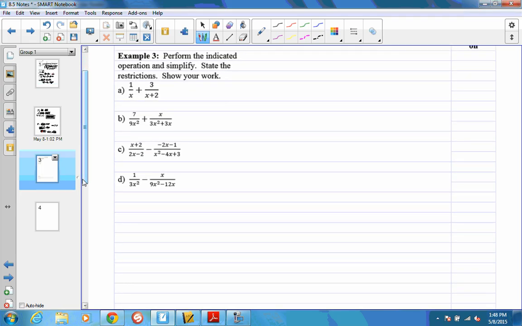Alright, perform the indicated operation, state the restrictions, show your work. So, first step. What is the first step? Factor the denominator, if possible.